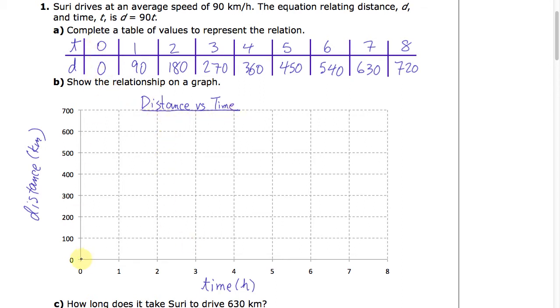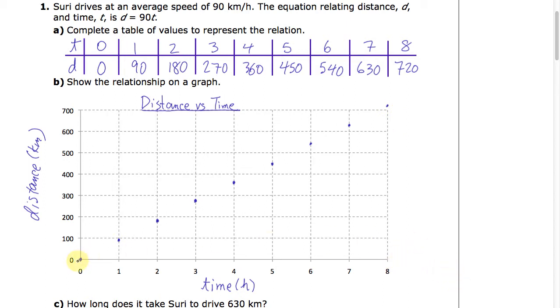And so plotting these points, so 0, 0, that's the first one. Got 1, 90, 2, 180, 3, 270, 4, 360, 5, 450, 6, 540, 7, 630, and 8 would be up to 720, which is just slightly off the grid.